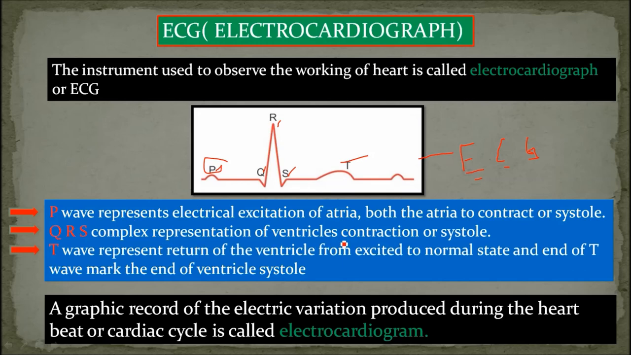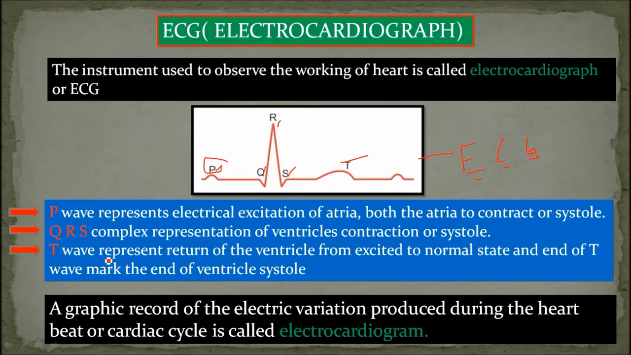So this is the representation of the ventricles' contraction in systole, that is QRS. Friends, this is the ECG graph you see on the screen, of a normal human with normal blood pressure. Now the T wave represents the return of the ventricles from the excited to the normal state. That means when the diastole takes place, the ventricles relax.